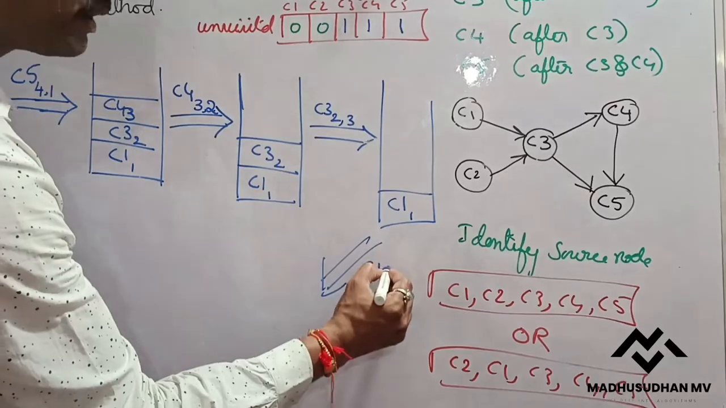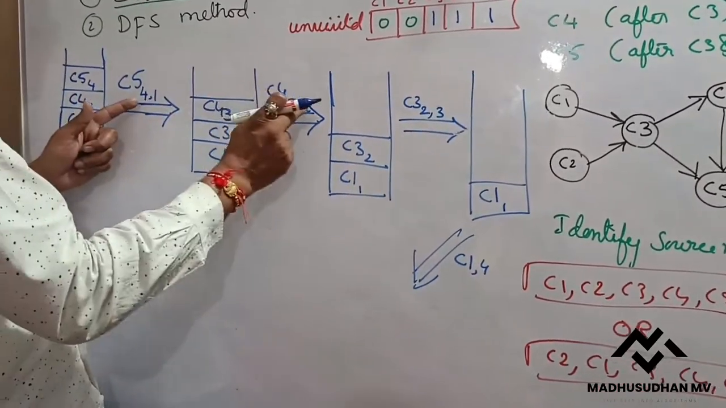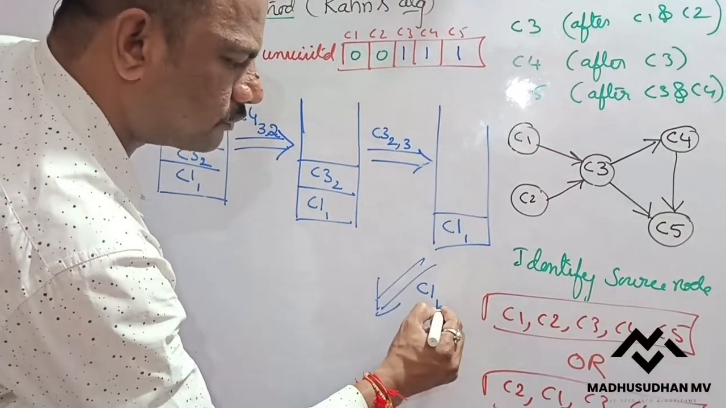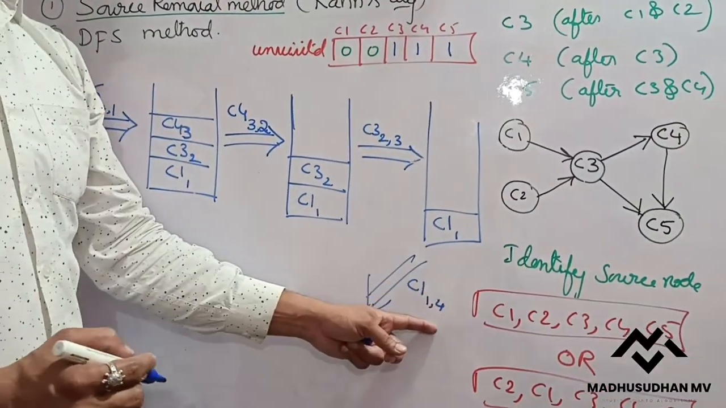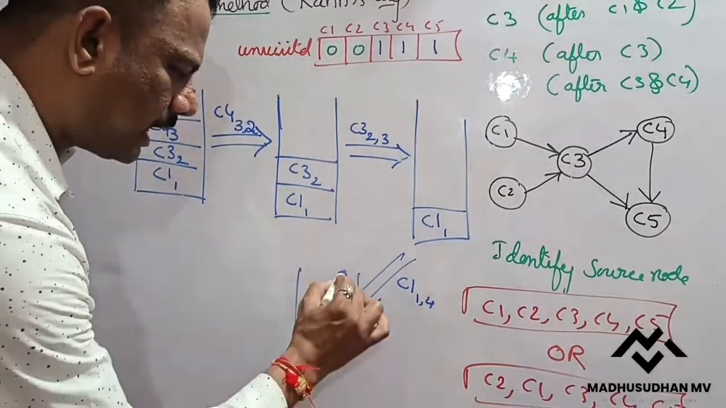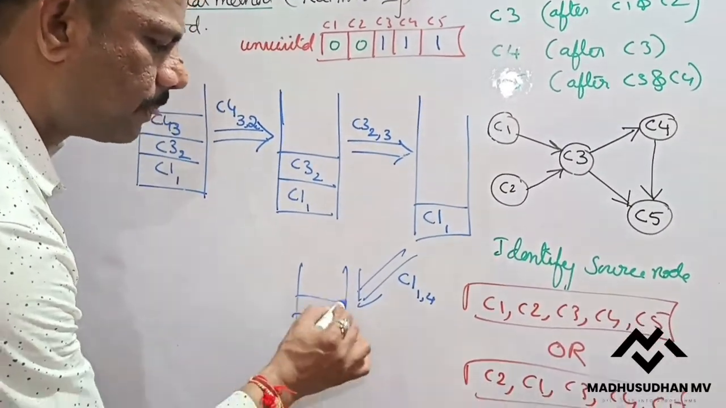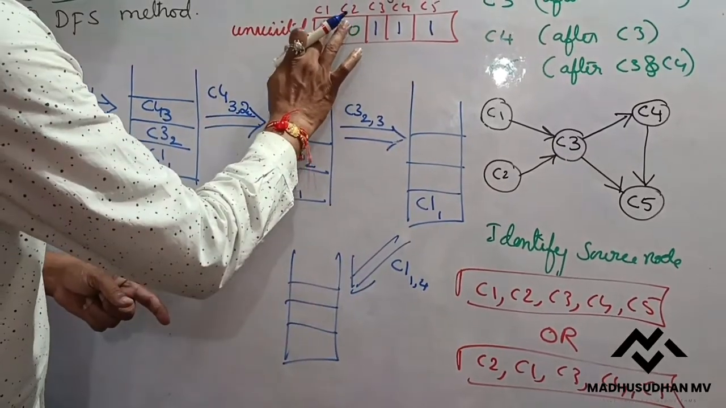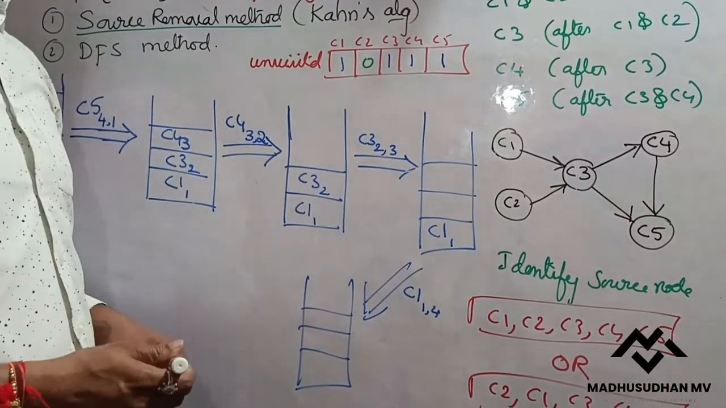This is the fourth one I popped out. C1 is the first one I pushed, and the fourth one I am popping out. So, now my stack is empty. Since I popped out course 1, this is also visited.